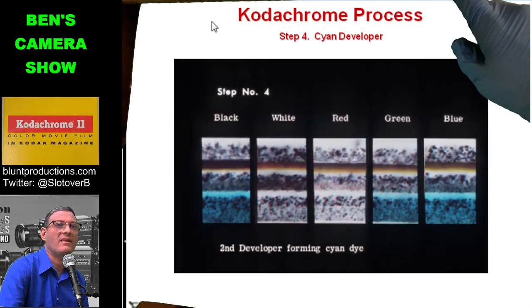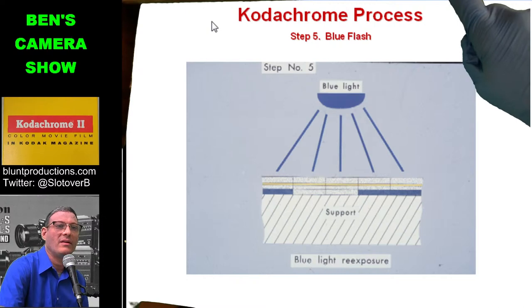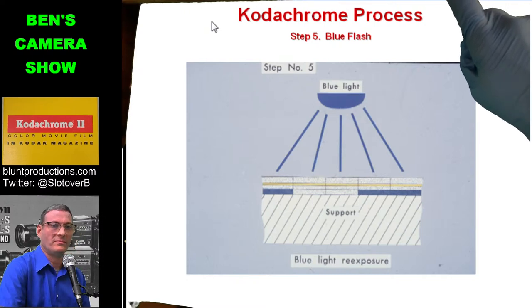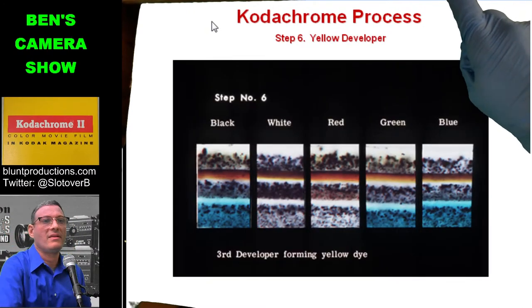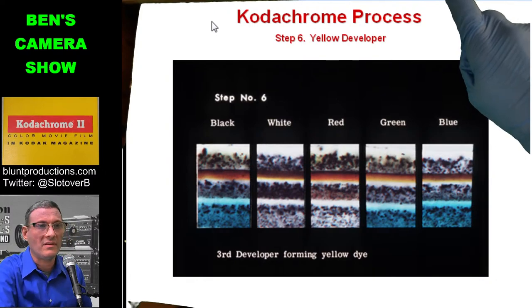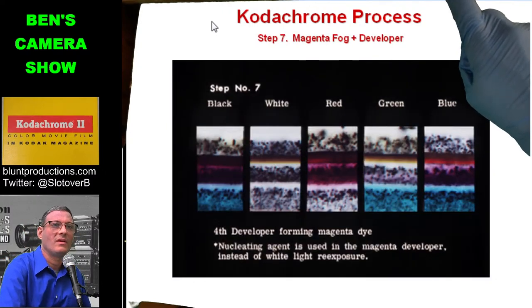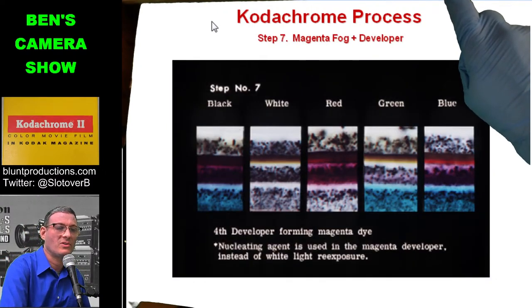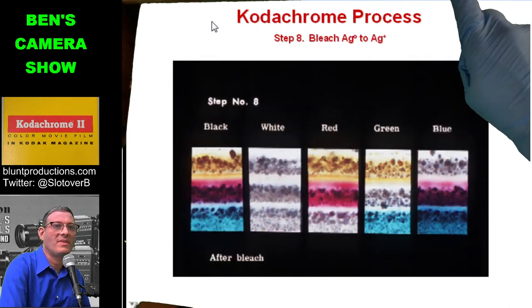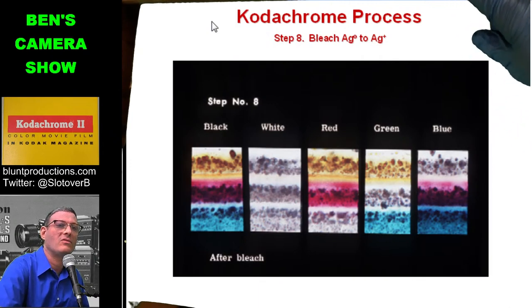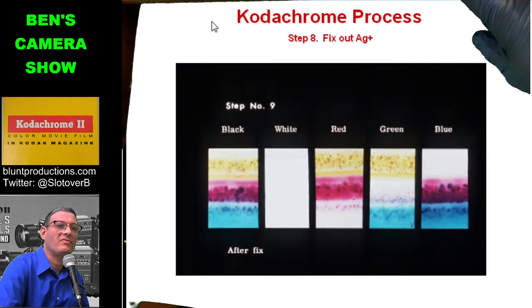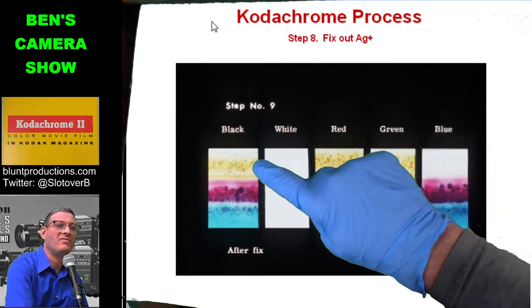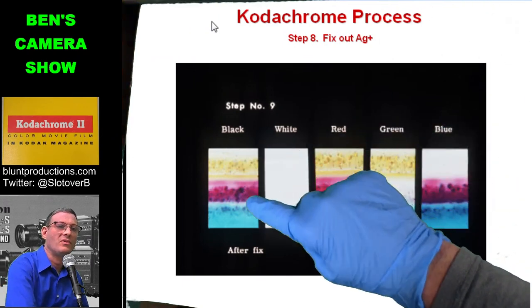And then the cyan developer, then blue light from the front, and then the yellow developer, then the magenta, which had a chemical fogging process. And then there was some bleach where silver had to be dissolved out, and then fixing. Finally, here you have your color image.